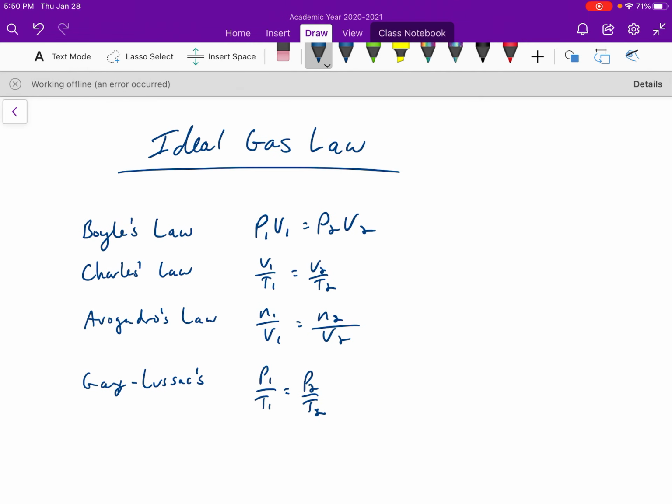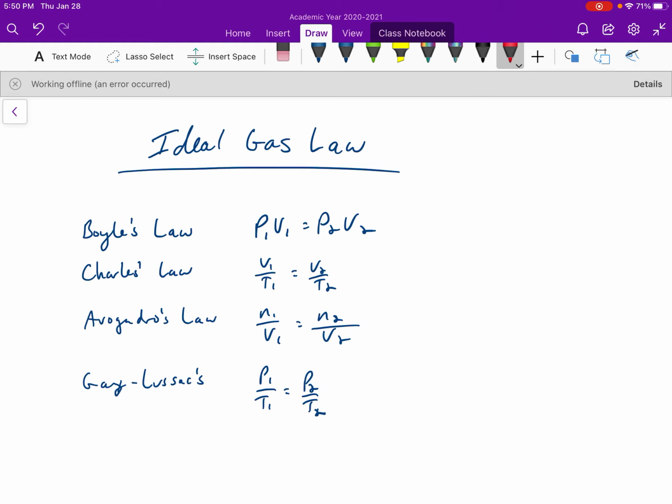Okay? Now, if you remember, these relationships only hold true when the other variables are held constant. So for example, with Boyle's law, pressure and volume can change, but this relationship only holds true when moles and temperature are constant, right? And so on and so on. So let me give you an example of how this can get messy. So let's take Boyle's law.